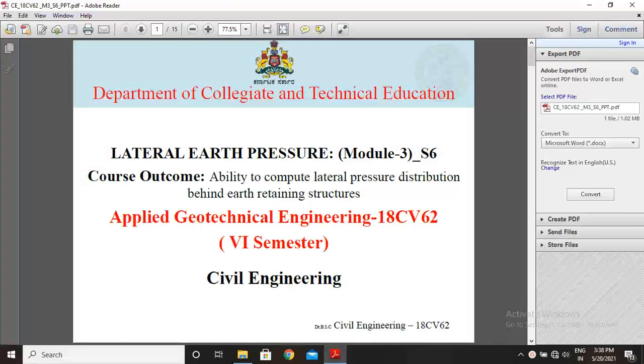Today I want to start Module 3 of Session 6. The title of Module 3 is Lateral Earth Pressure. The course outcome of lateral earth pressure is the ability to compute lateral pressure distribution behind earth retaining structures. The title of the subject is Applied Geotechnical Engineering and the subject code is 18CV62. It comes in the 6th semester of the Civil Engineering Department.